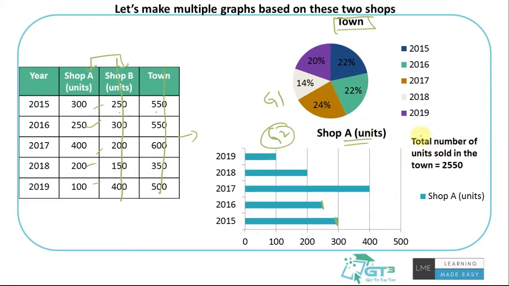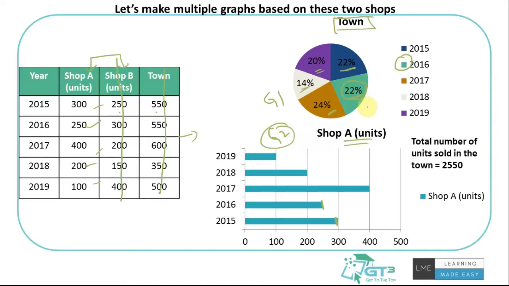But they have also given graph 1, which is the pie chart, in percentages: 22, 22, 24, 14 and 20 percent. That's the total sales, percentage-wise for each of the years. If you just see this, as we have already discussed for the pie chart, with the percentages alone I cannot comment on the actual sales. If you ask me in 2016 how many units were sold in the town, no idea. The answer is cannot be determined.